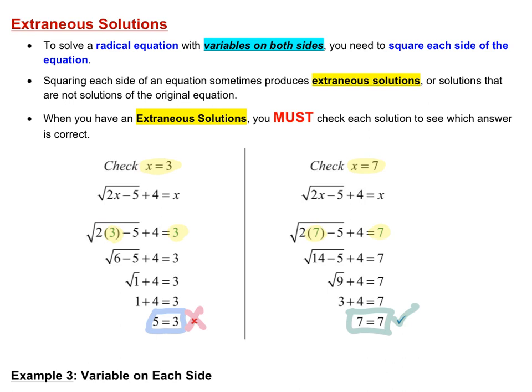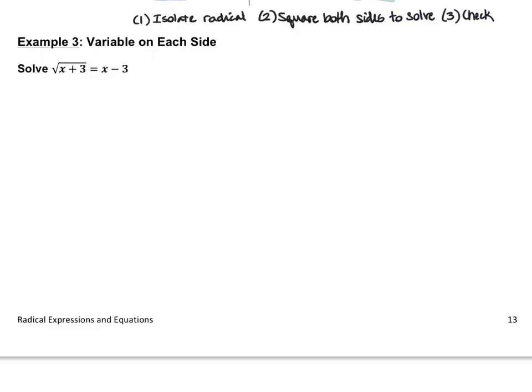So once again, we're going to start out by isolating the radical. Then we're going to square both sides, and then we're going to have to check by plugging back into the original equation. So that's basically the steps that we're going to take, and let's start with example number 3. We've got square root of x plus 3 is equal to x minus 3. Our radical is already isolated, so we're excited about that, and we're on to the next step, square both sides.